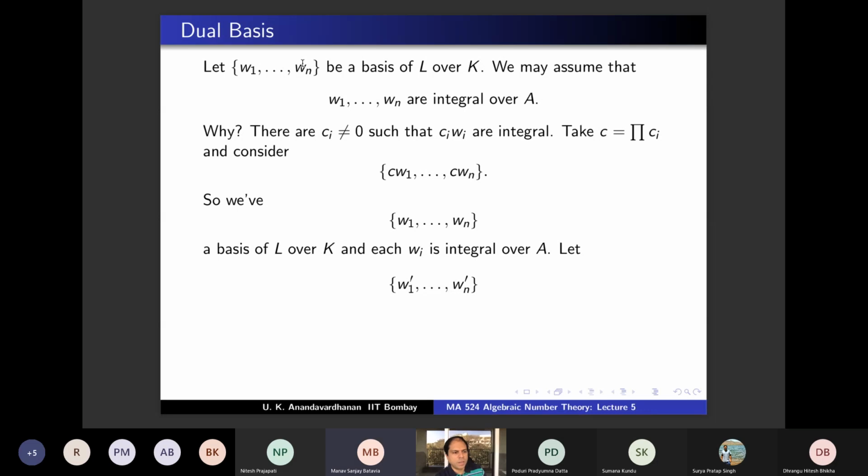Your voice cut out. What were you saying? Dual basis makes sense only if you have a basis to start with. Dual basis means a basis which is dual to some basis, right? Only if you have a basis Vi, I can talk about a basis dual to that.